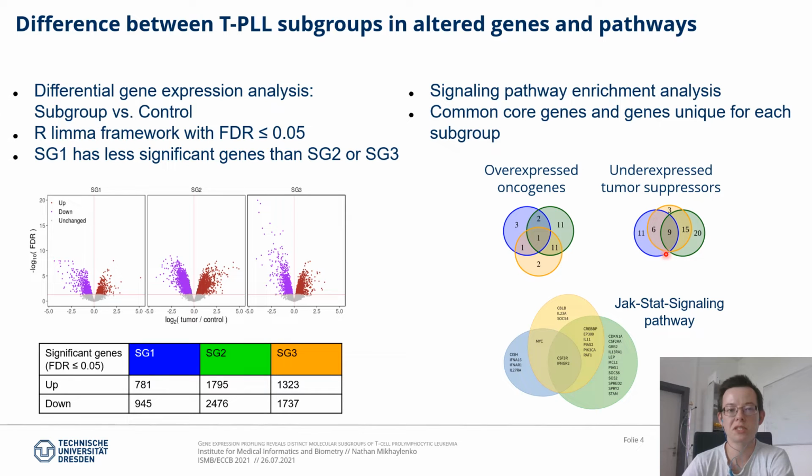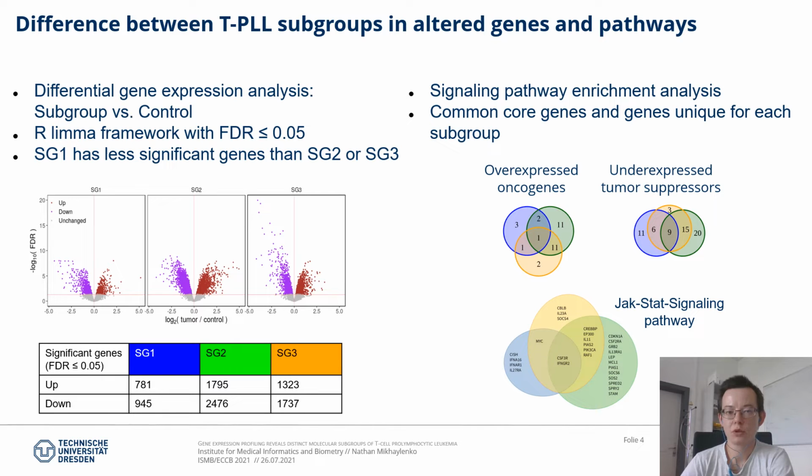Following pathway enrichment analysis showed that the T-PLL subgroups have some common core set of genes, shown as overlaps on Venn diagrams, as well as a set of unique genes. And we can see here that the overlap between SG2 and SG3 is larger than the genes that SG1 has in common with either of the other groups. The similarities and differences can help to understand the common mechanism of this type of cancer, as well as subgroup-specific differences that can help design and target specific treatment.